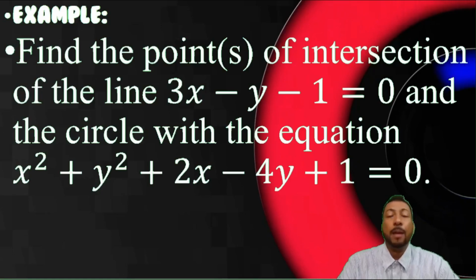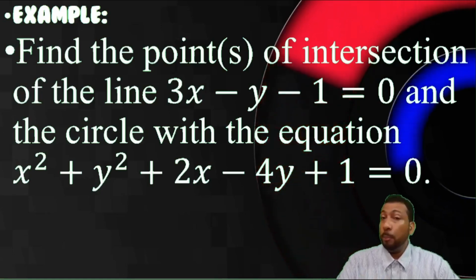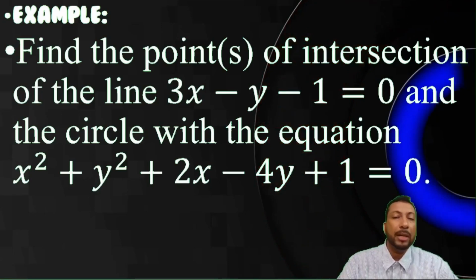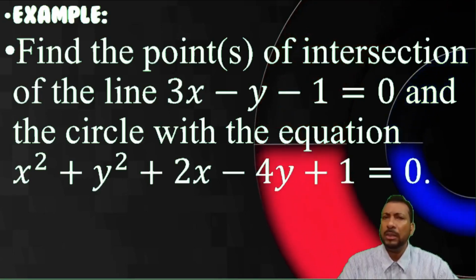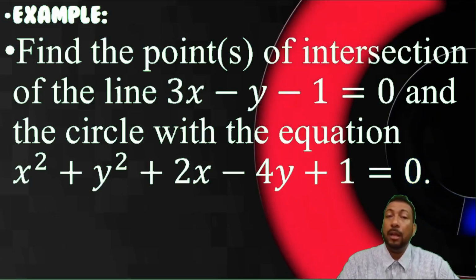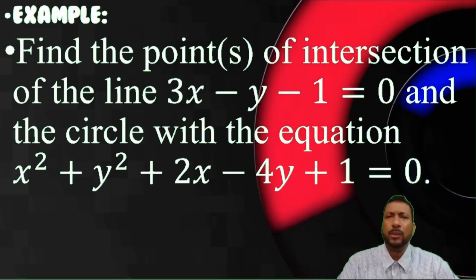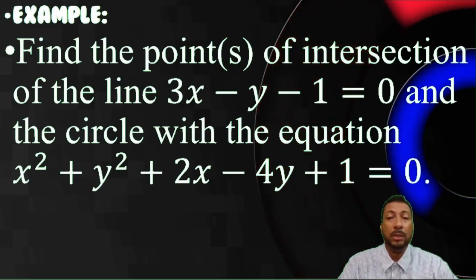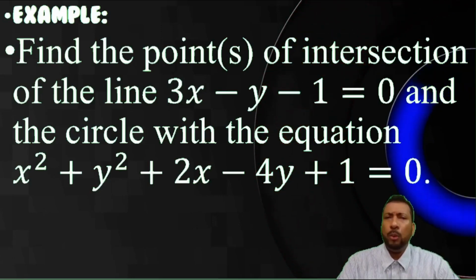So let's look at an example. Let's say we're to find the point or points of intersection of the line 3x minus y minus 1 equals 0 and the circle with the equation x squared plus y squared plus 2x minus 4y plus 1 is equal to 0. How do we go about doing that?